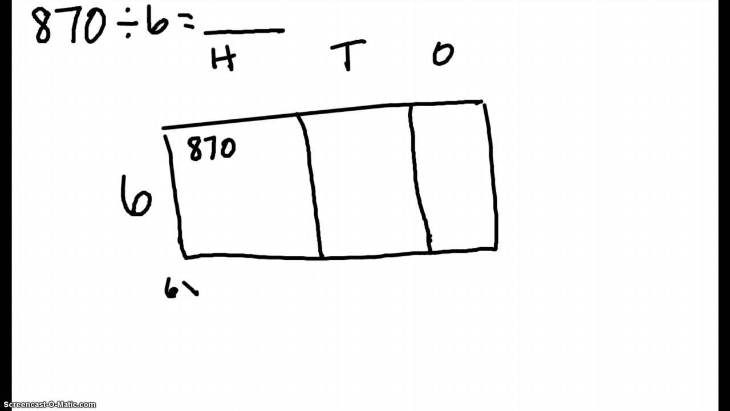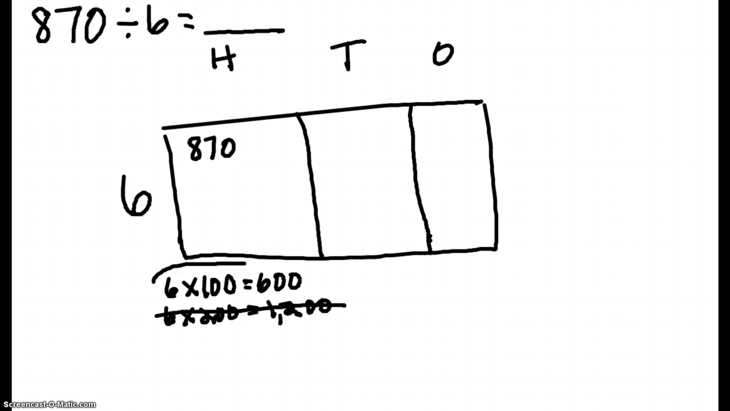So if I had 100 6's, that would be 600, which is very close to 870. Let me see how much 200 would be. 6 times 2 is 12. Add on my zeros, and I have 1,200. Now that's too big. I want to figure out how many can fit into 870. So this is the amount that I'm going to use.